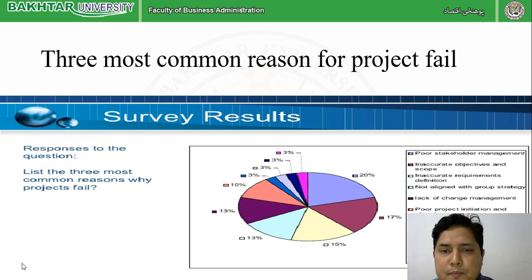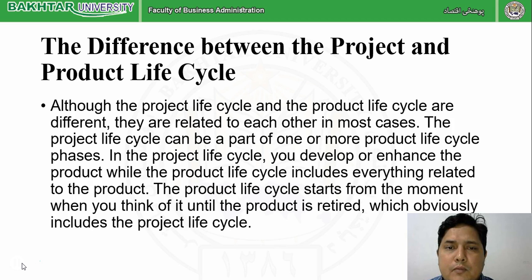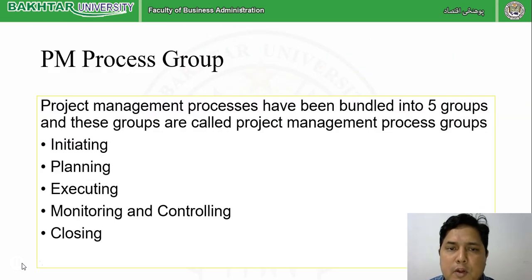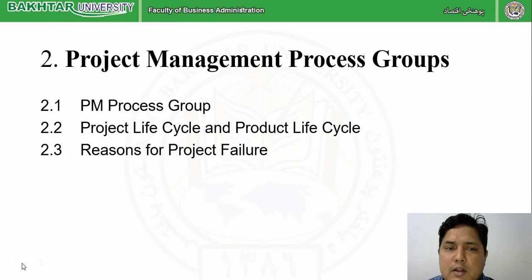I hope you understand this whole chapter. In this chapter we have discussed 3 things, starting from the project management process groups, where we have the 5 stages. Then we discussed the differences between the project lifecycle and the product lifecycle, and we have completed this session and this chapter as well with the reasons for project failure.